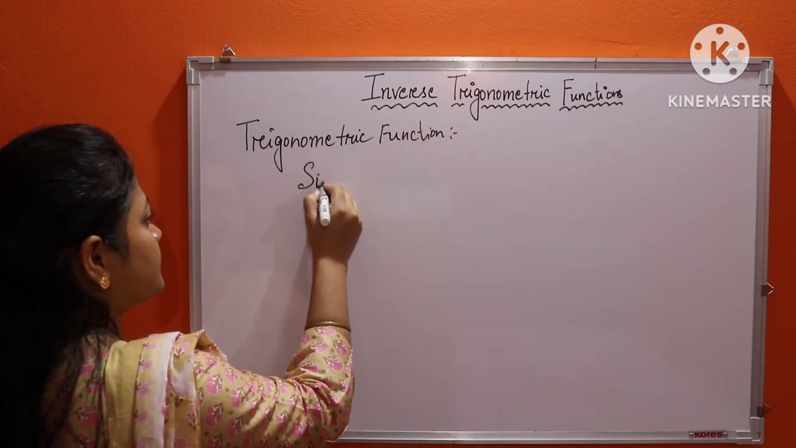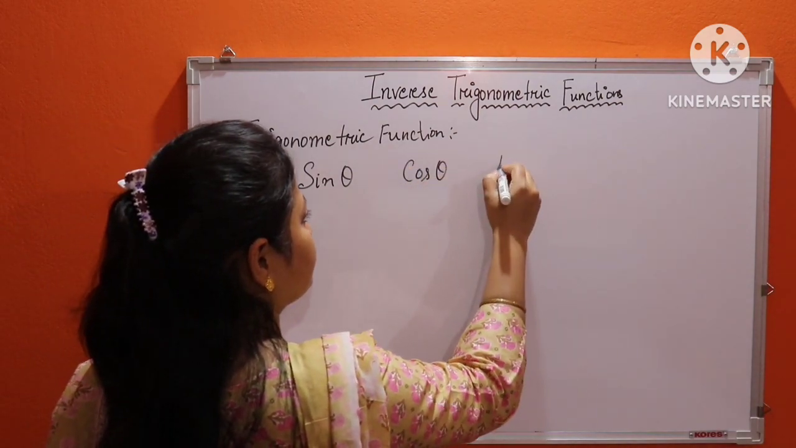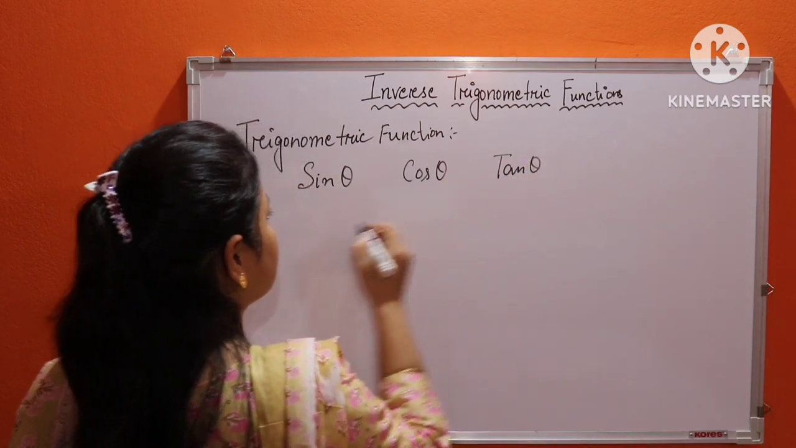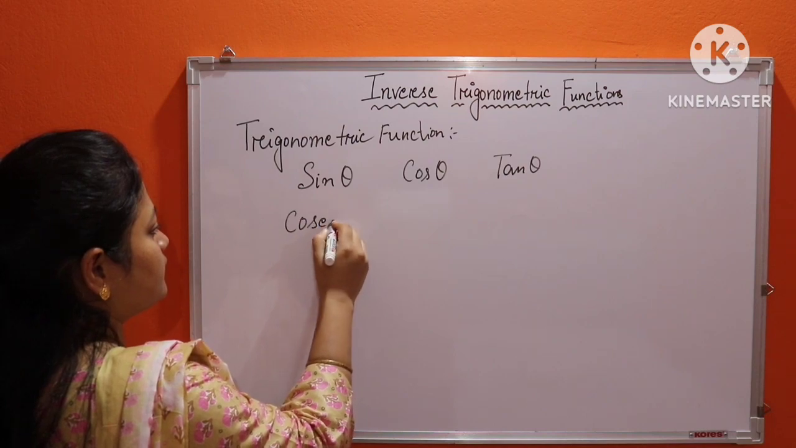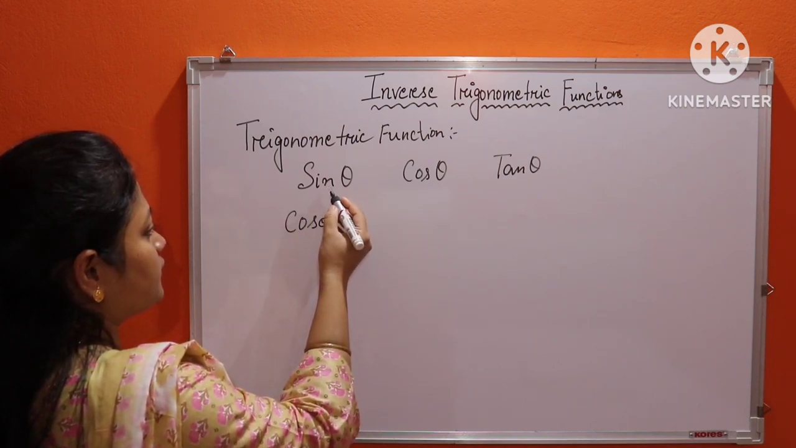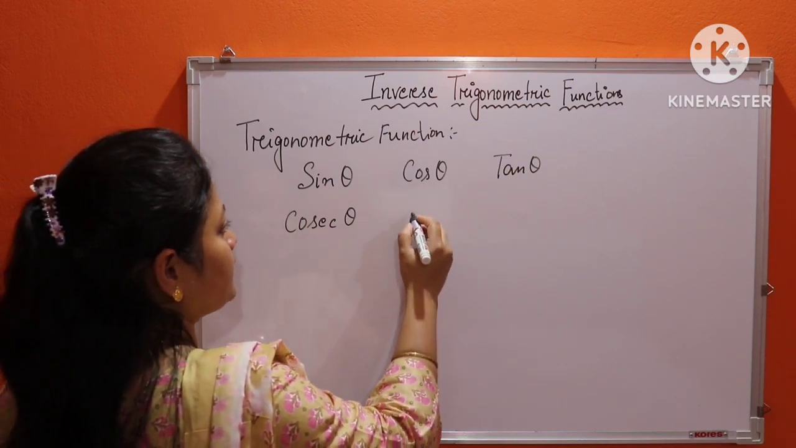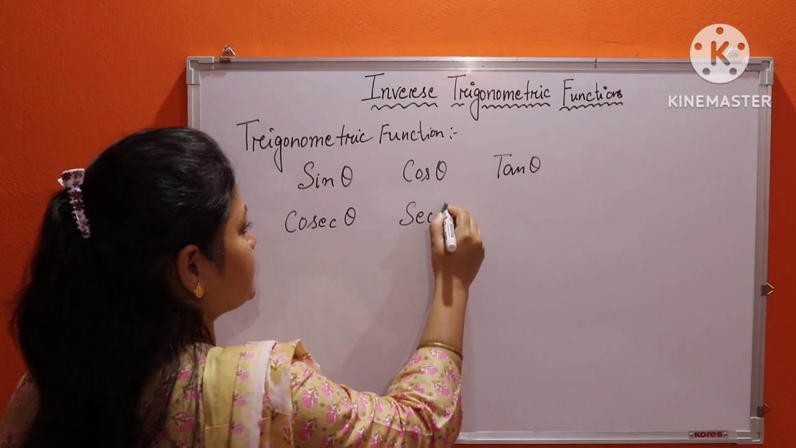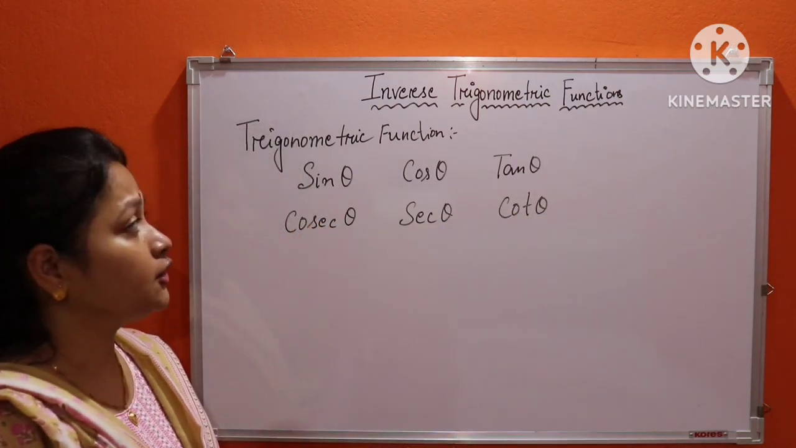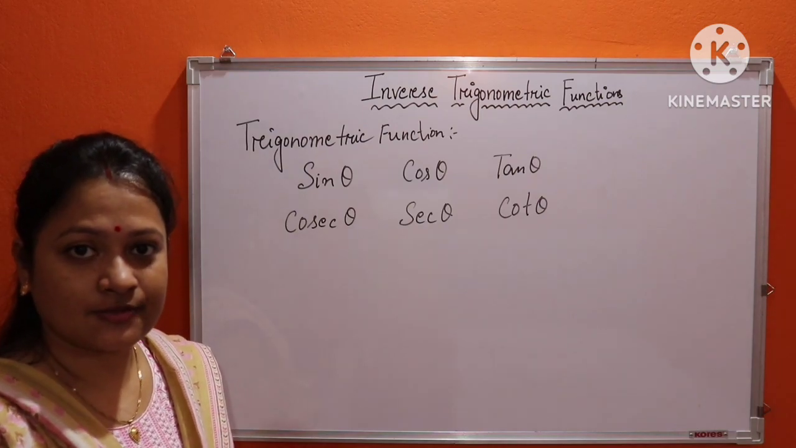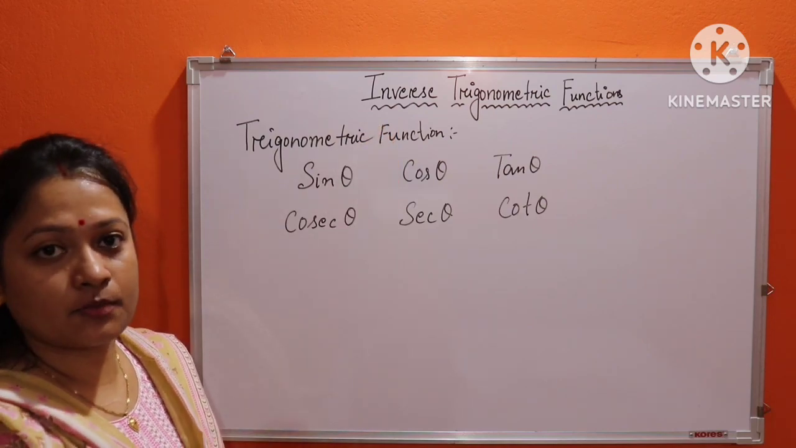The trigonometric functions that we got in our previous classes are sin theta, cos theta, tan theta, and the inverses of sin theta, cos theta, tan theta: cosec theta, secant theta and cot theta. These are the trigonometric functions. But today our topic is inverse trigonometric functions.